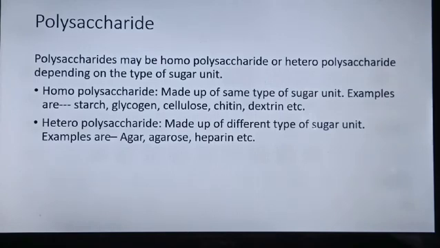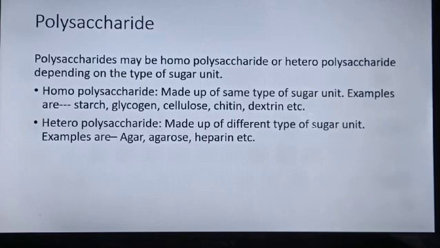Polysaccharides may be homopolysaccharides or heteropolysaccharides depending on the type of sugar unit. Homopolysaccharides are made up of the same type of sugar unit and heteropolysaccharides are made up of different types of sugar units. Examples of homopolysaccharides are starch, glycogen, cellulose, chitin, dextrin, etc.